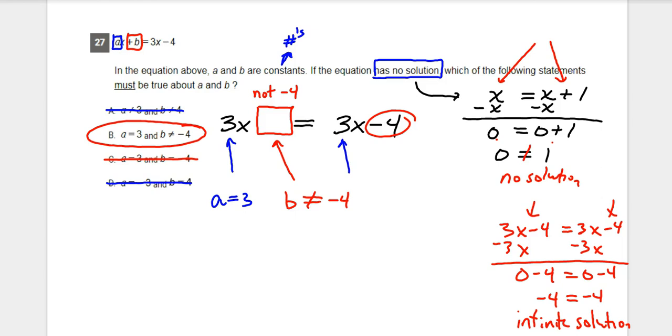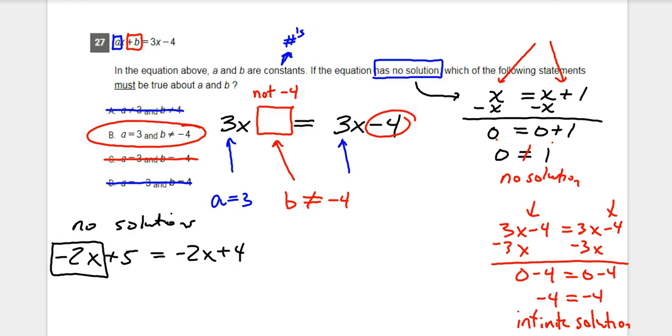So the key takeaway is that to get no solution, your x's have to be the same and your numbers have to be different. Other examples, just to show you the pattern, of no solution would be negative 2x plus 5 equals negative 2x plus 4. That's going to be a no solution because the x piece matches, but the number piece does not.